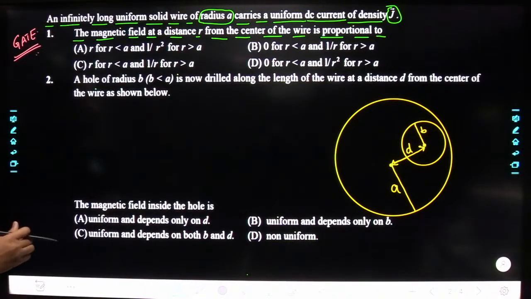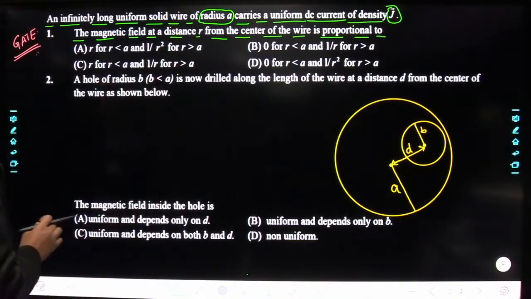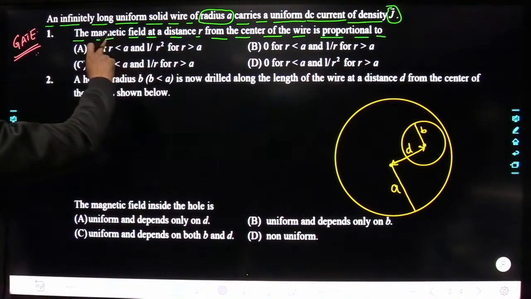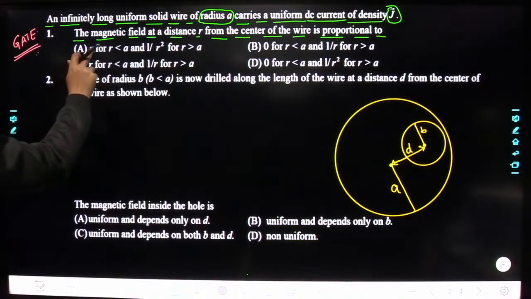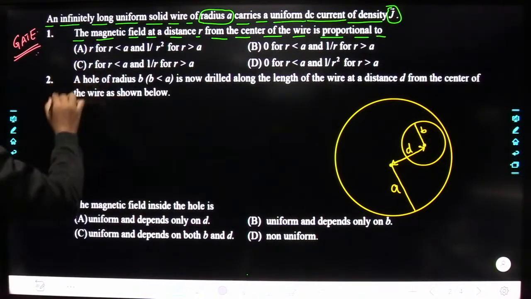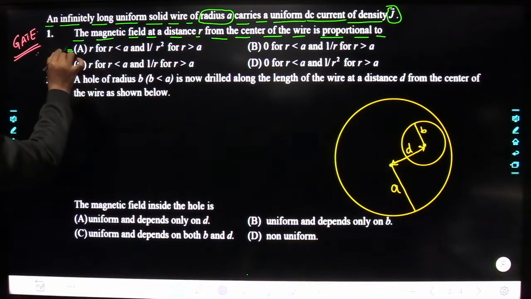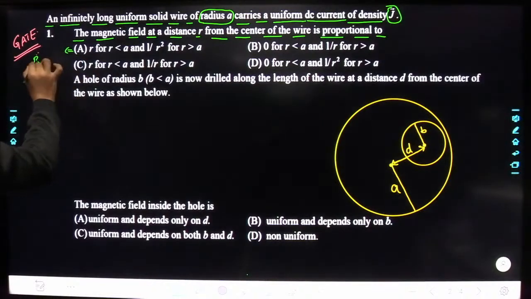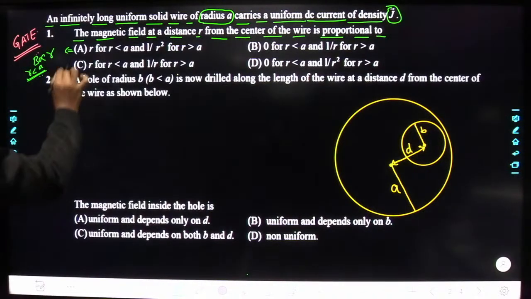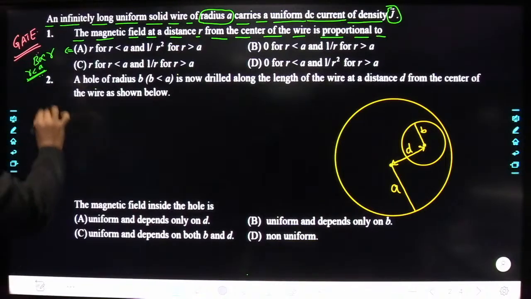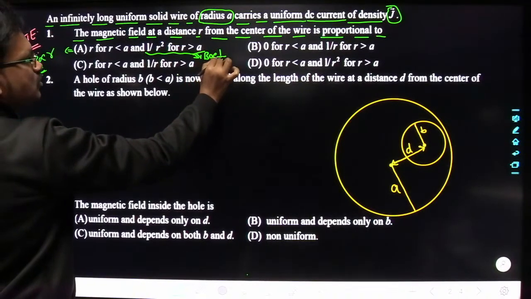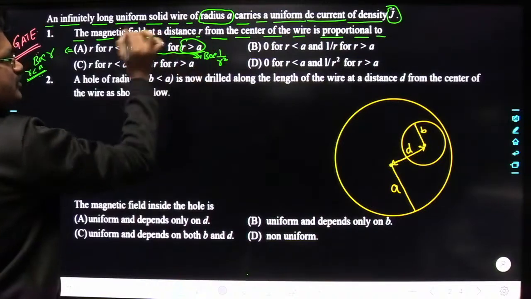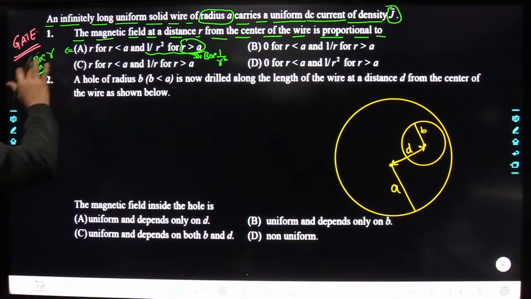In these options you have to identify the correct one. Now see here, in option A, what they have given: the magnetic field at a distance r from the center of the wire is proportional to r for r less than A. So the B field is proportional to r for r less than A, and here they have given that the B field is proportional to 1 by r square for r greater than A. So this is option A here.